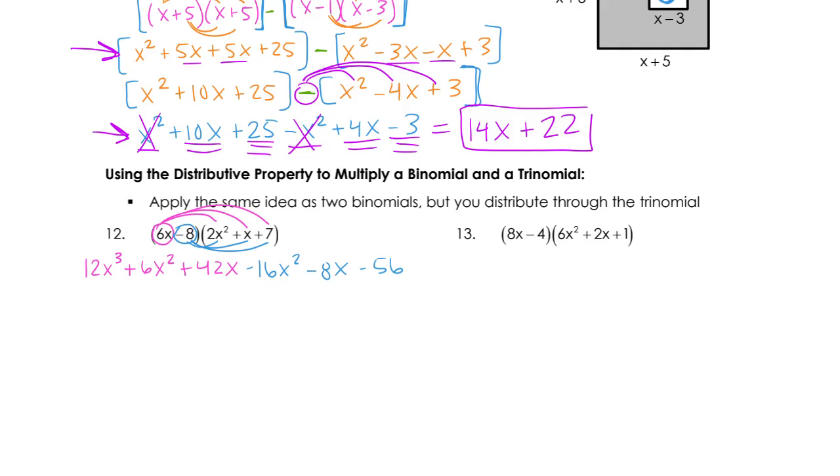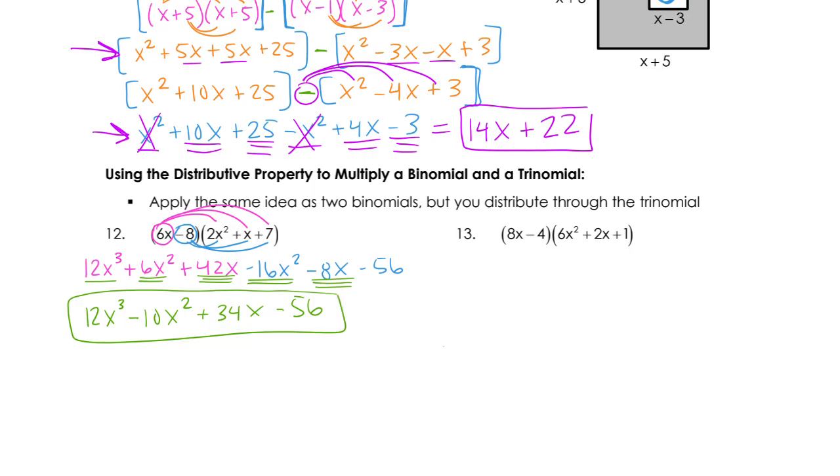After I distribute all the way through, again, like before, our last step here is to combine like terms, but also putting our answer in standard form. So I see a degree of 3 first, but I don't see anything else with a degree of 3, so I'm going to bring that down, 12x cubed. Then I see 2x squareds. When I combine them together, I get minus 10x squared. And then after that, I see 2x terms, so 42x and negative 8x makes plus 34x. And then that lonesome minus 56 is going to get brought down at the end, and that would be our final answer.